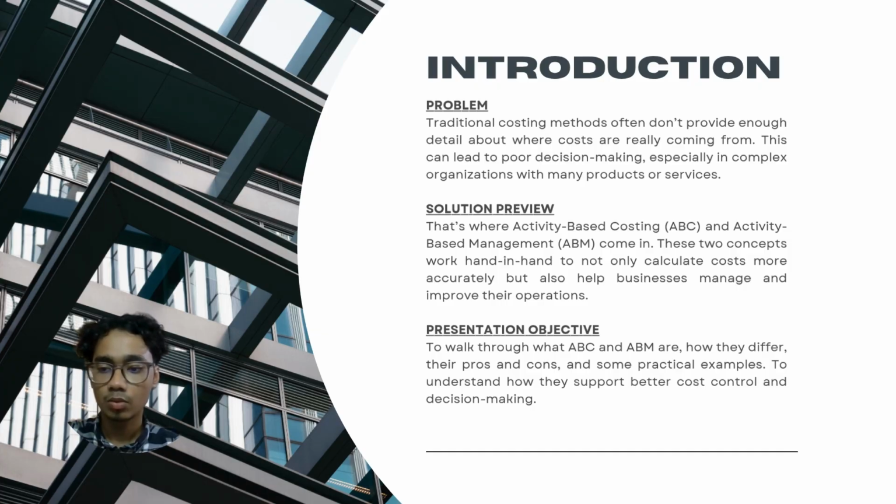So, what is the point of our presentation today? What are we trying to tell you? Our objective today is to walk through what activity-based costing and activity-based management are, and also what their differences are, what their advantages and disadvantages are, and also some practical real-life examples. This is to help us understand how ABC and ABM support better cost control and decision making.